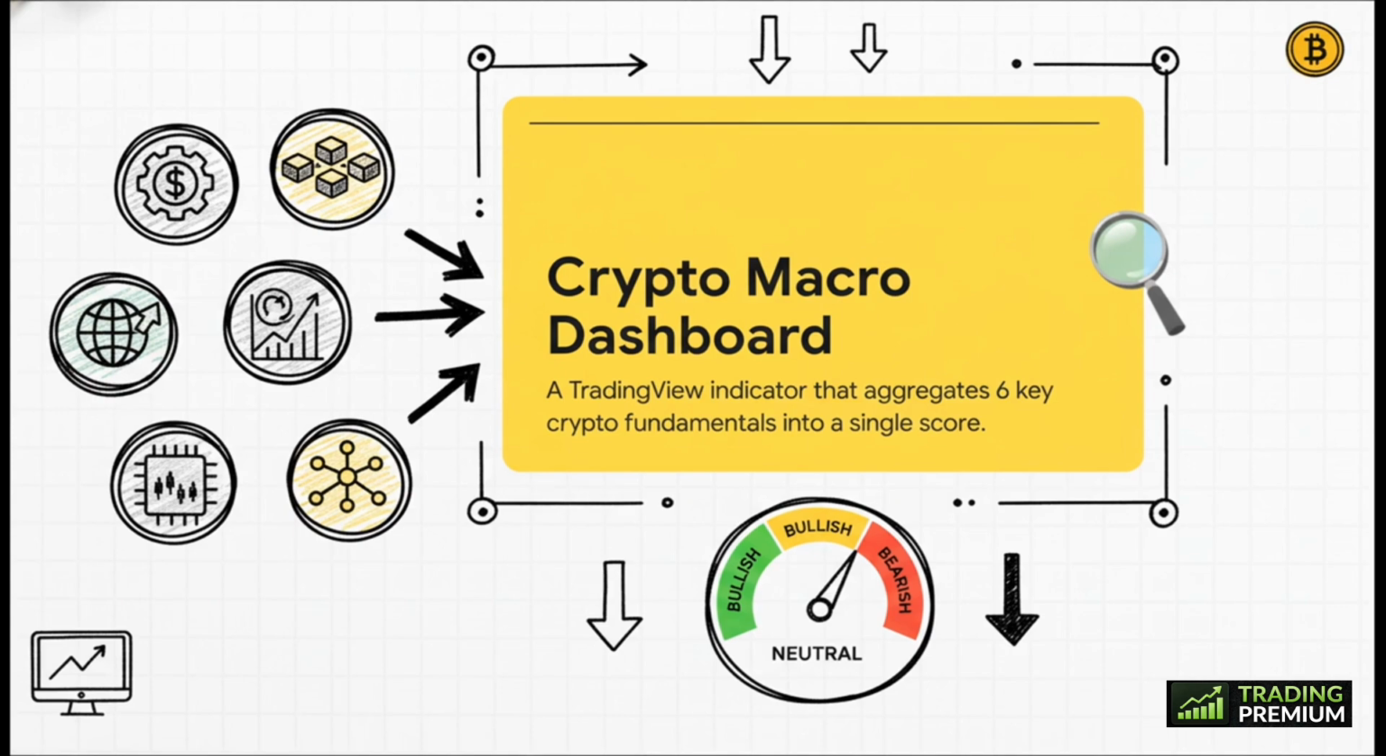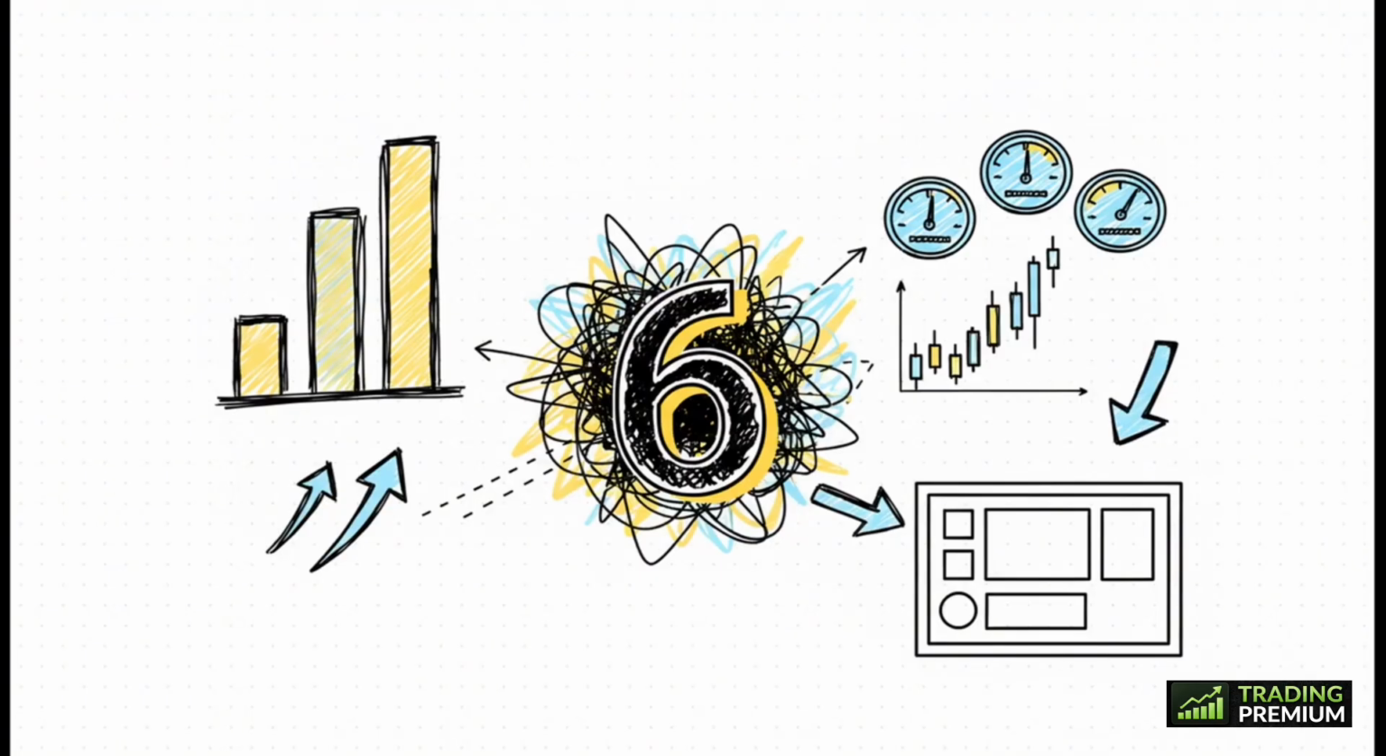At its core, it's a really powerful but simple indicator for TradingView. It does all the heavy lifting for you by taking 6 super important market fundamentals and boiling them all down into one easy-to-read score. Is the market bullish, neutral, or bearish? That's it. No more guessing, just data. So what are these 6 signals? That's the secret sauce. Instead of you needing 10 different browser tabs open and trying to piece this puzzle together yourself, the dashboard pulls everything into one clean, simple view on your chart.